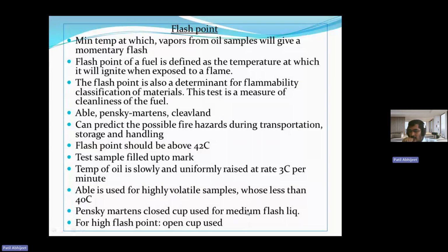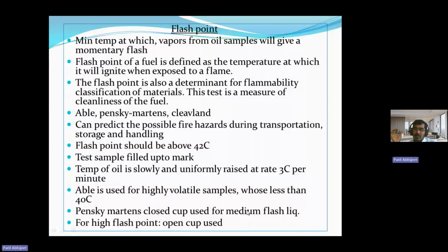For that, the temperature of the oil is slowly and uniformly raised by 3 degrees Celsius per minute, and based on the volatility of the fluid, the scientist has used a high volatility sample whose flash point is less than 40 degrees Celsius. Even in the Pensky Martin apparatus, generally a closed cup is used. He has used the closed cup for medium flash liquids.